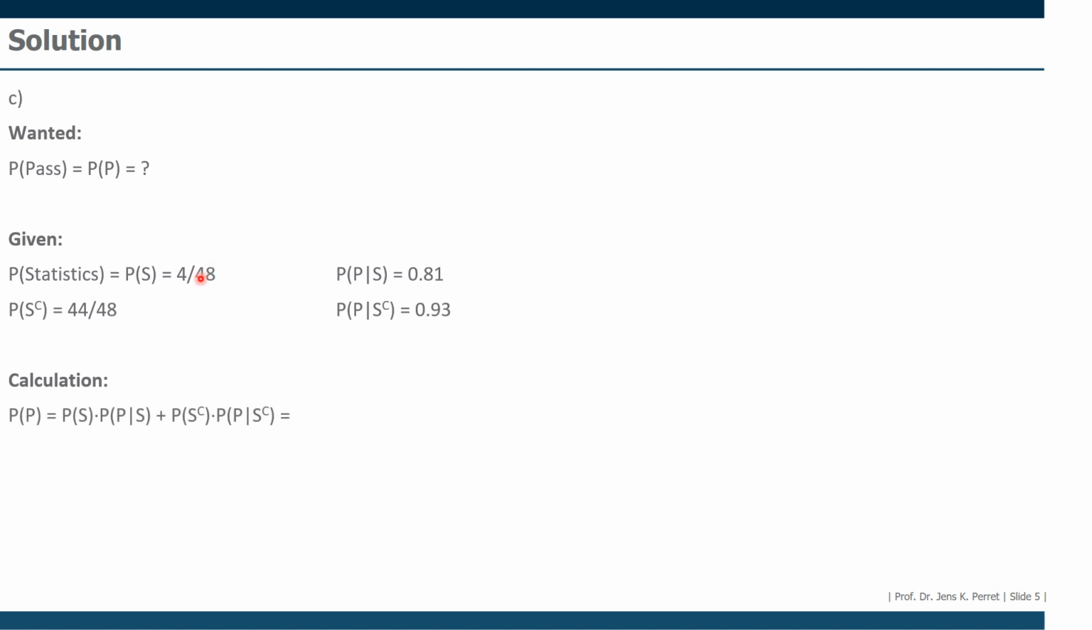We're simply going to multiply these two, those two, and add this up, giving us as a result 92%. So the chance of passing a random lecture is just 92%. So the statistics lectures pull the overall rate slightly down, but only slightly because there are only 4 of the statistics lectures.